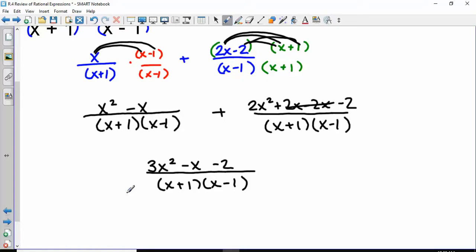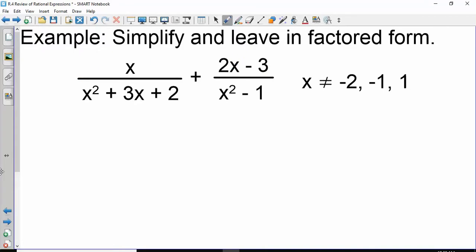Is that one okay? So a little more to that one where we had to multiply by the entire parenthesis. But same idea, we're getting that common denominator. Let's look at this one.